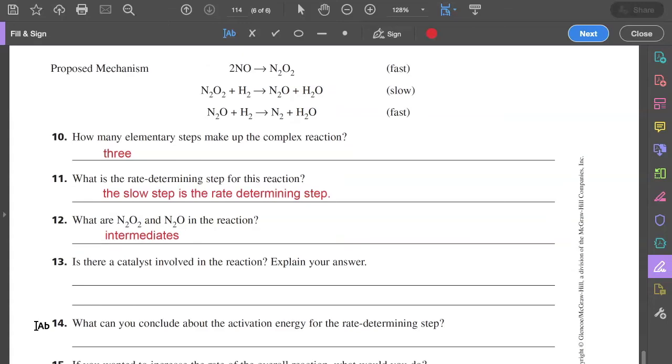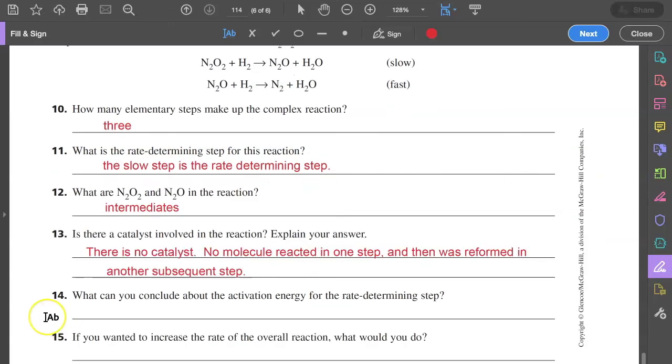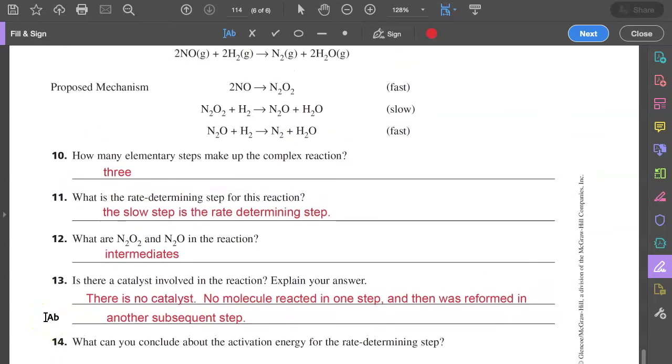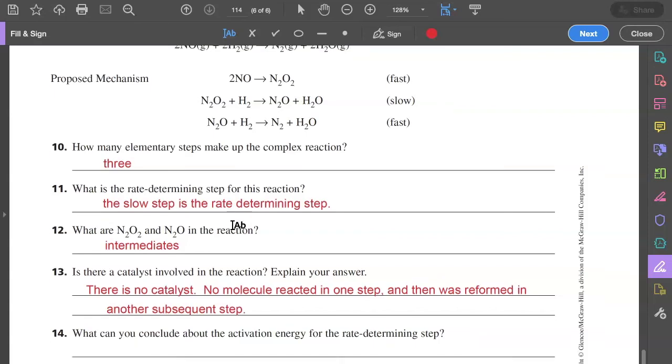Is there a catalyst involved in the reaction? Explain your answer. No, not in this case. There is no catalyst because we don't have any situation where a molecule reacted in one step and was then reformed in another subsequent step. So no catalyst involved in this reaction.